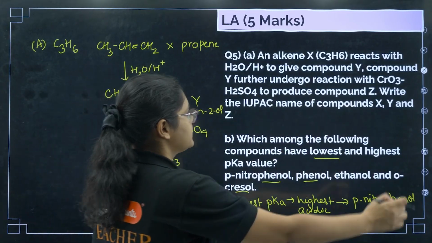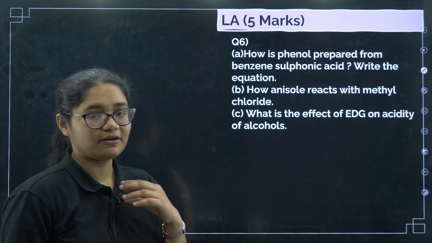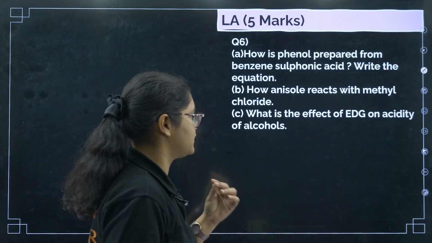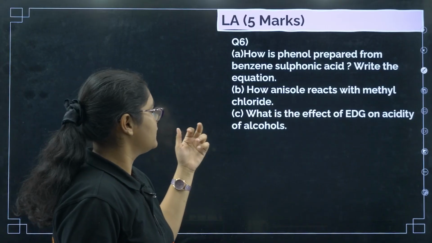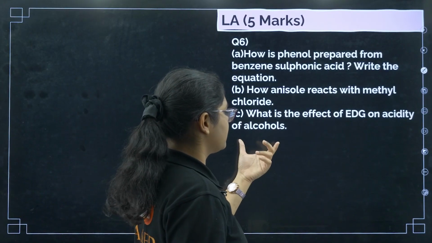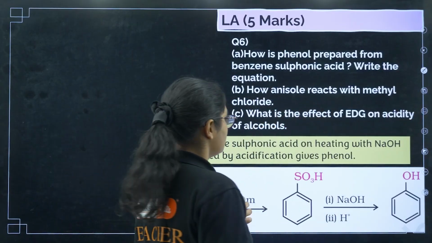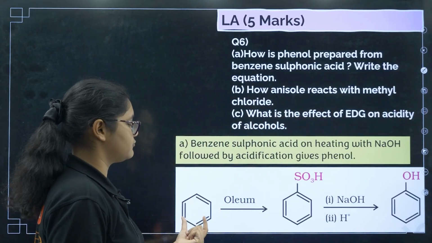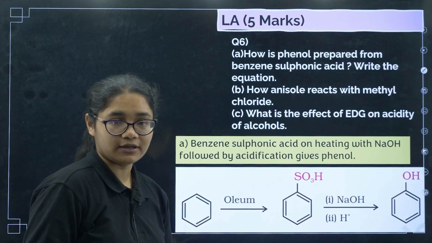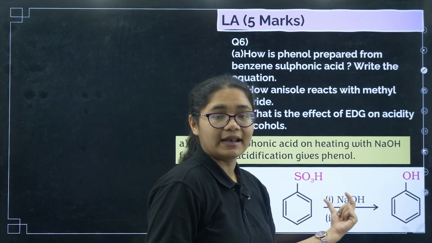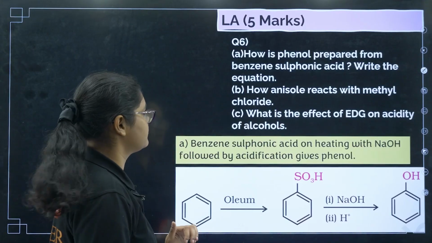Okay, next question, number 6. How is phenol prepared from benzene sulfonic acid? Write the equation. How does anisole react with methyl chloride, and what is the effect of an electron donating group on the acidity? First of all, how is phenol prepared from benzene sulfonic acid? You take benzene and oleum, you will get benzene sulfonic acid, and then you treat it with NaOH and H plus, and you will get OH here. Okay, that's the first thing.